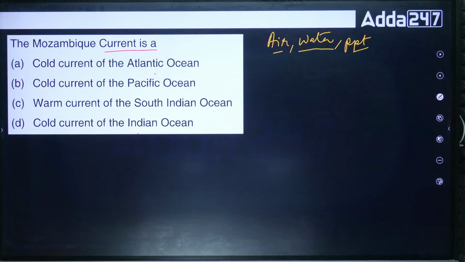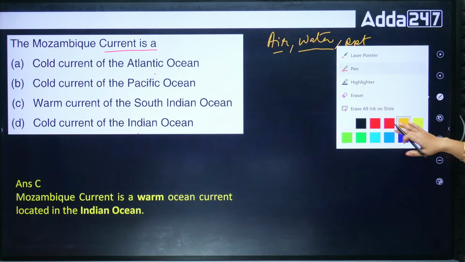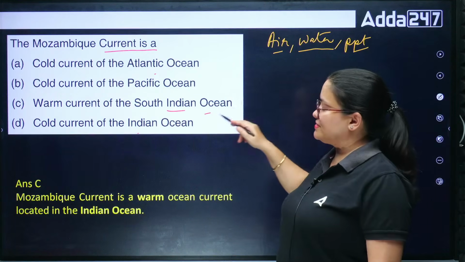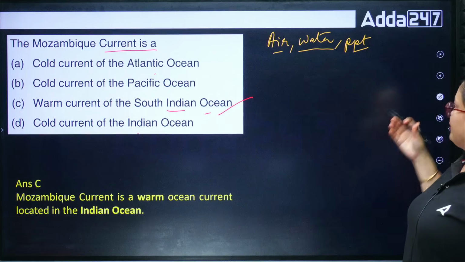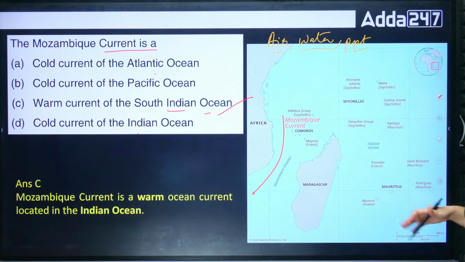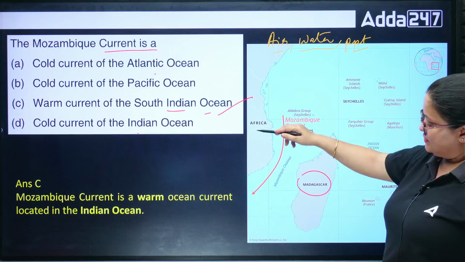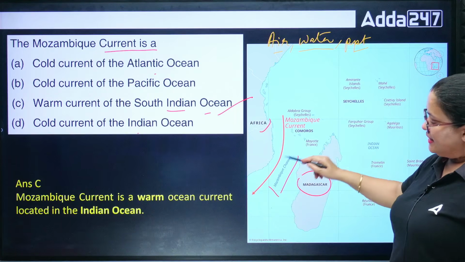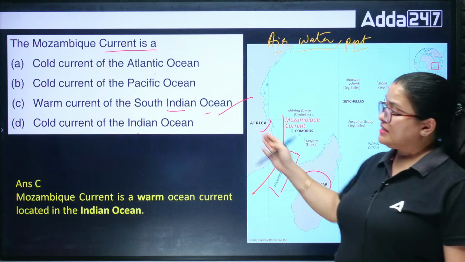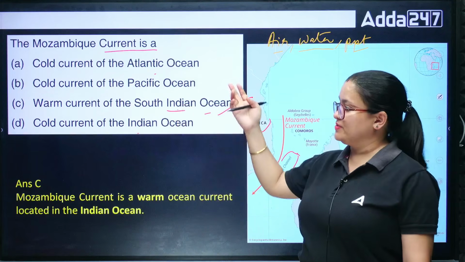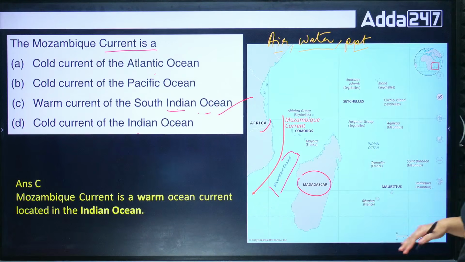Whenever we talk about the Mozambique current, it is a warm current of the South Indian Ocean, and we usually see this near Africa and Madagascar. Okay, we see the Mozambique channel. In this particular channel we see the type of current known as the Mozambique current, on the south side of the Indian Ocean.